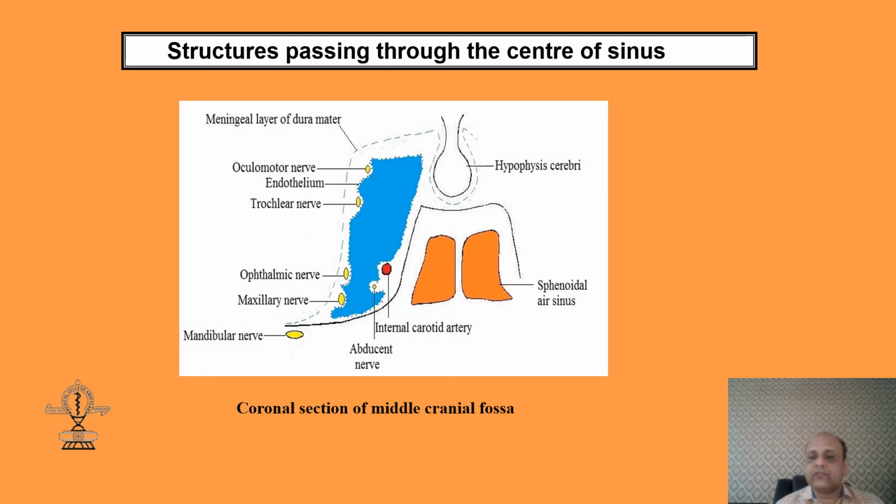Now this diagram, students, you have to practice time and time again. I told you before also, this is the key diagram of the region, and this represents the coronal section of the middle cranial fossa. So you keep on practicing it again and again until you become perfect in this diagram, because if you know this diagram, only then can you explain and understand the anatomy of the cavernous sinus.